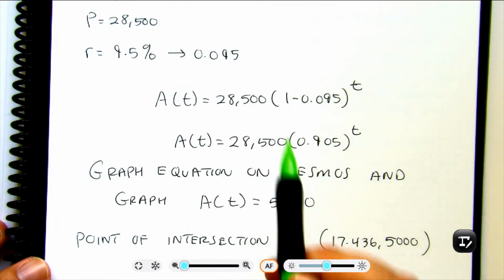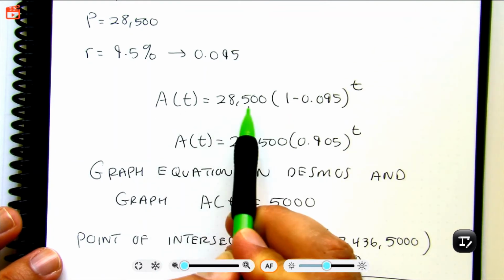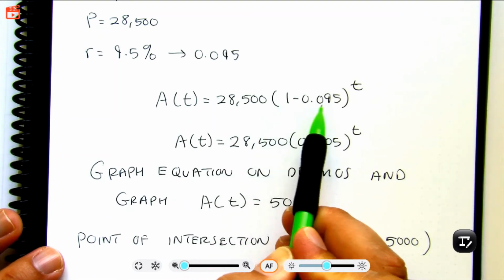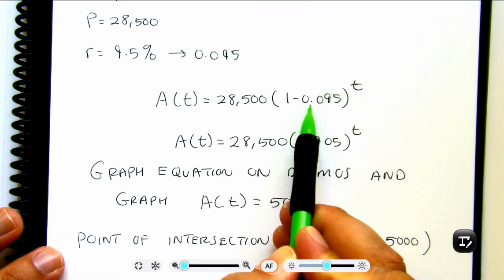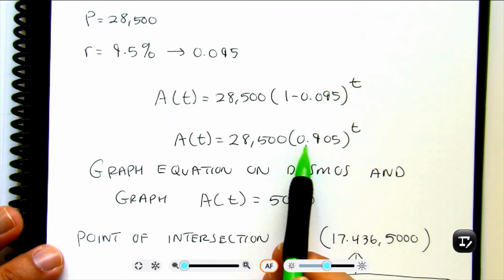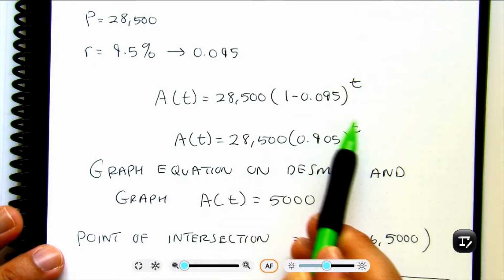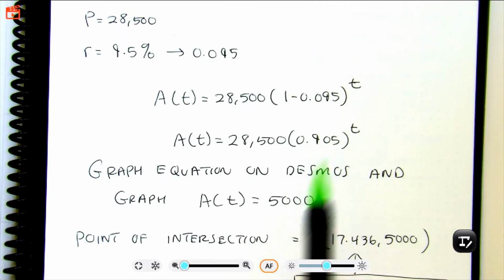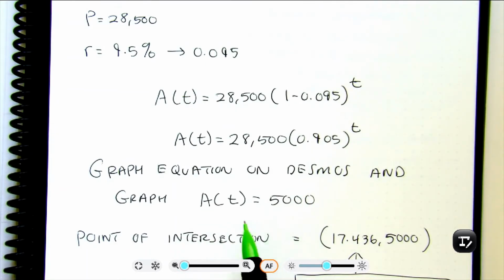Plugging in those values into our equation, we have A of t is equal to 28,500 times (1 minus 0.095) to the t power. 1 minus 0.095 is 0.905. And this is our function that we're going to graph on Desmos. But then we're also going to be graphing this function, A of t equals 5,000. And then we're going to be looking for the point of intersection.